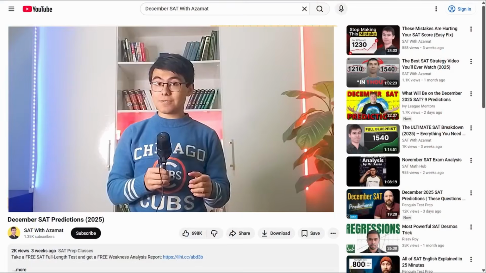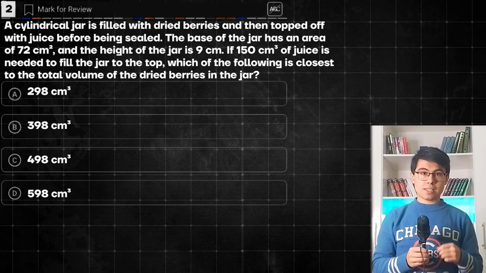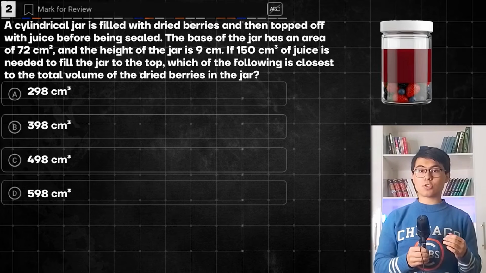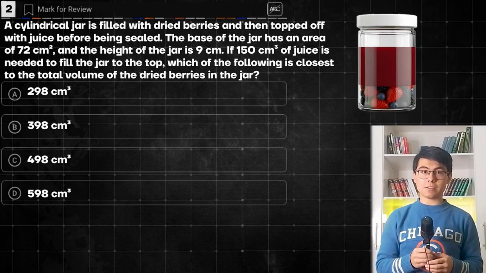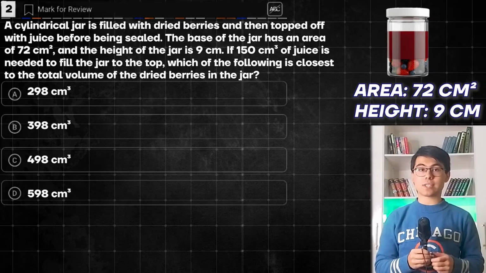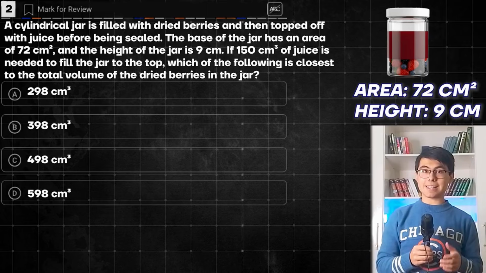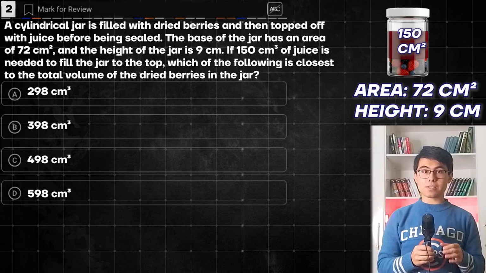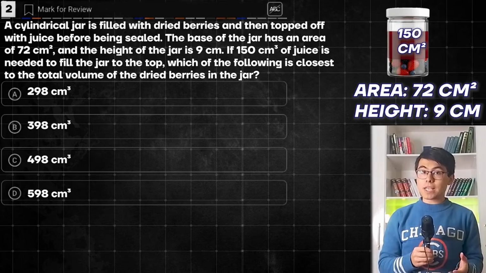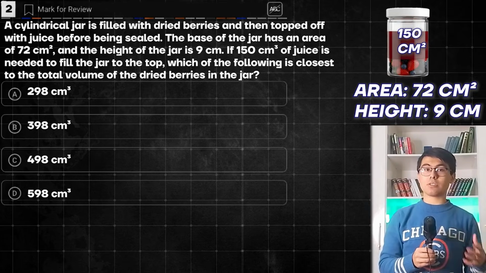Prediction number 2. Prediction number 2 is even trickier. So keep watching this video in full screen. A cylindrical jar is filled with dried berries, then topped off with juice before being sealed. So the base area is 72 centimeters squared and the height is 9 centimeters. 150 cubic centimeters of juice fills the rest. So how much space do the berries actually take?